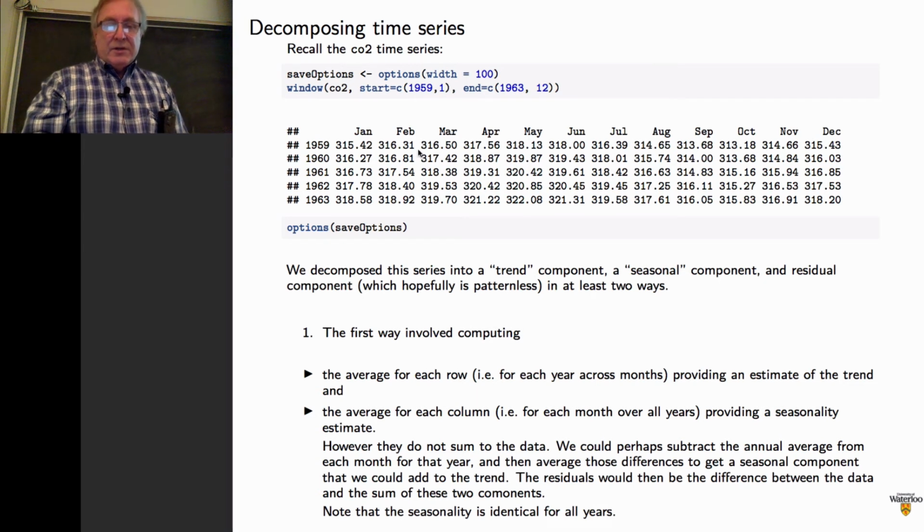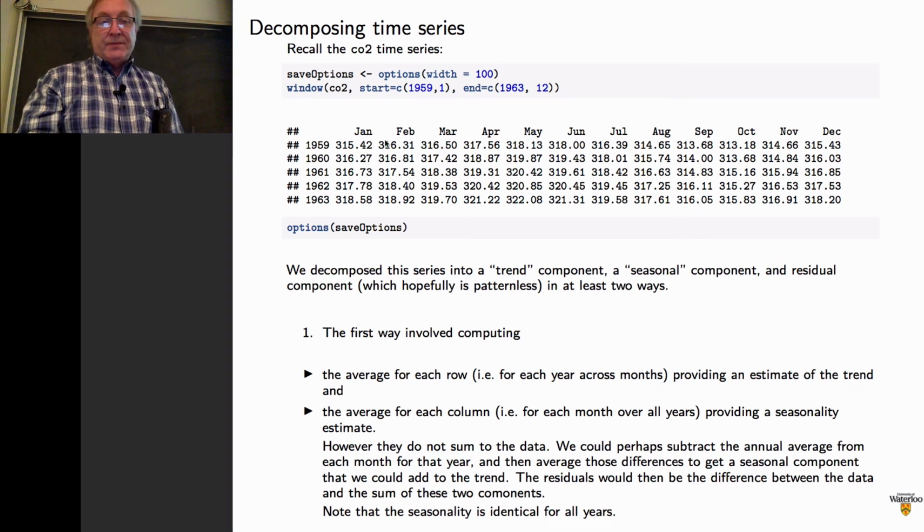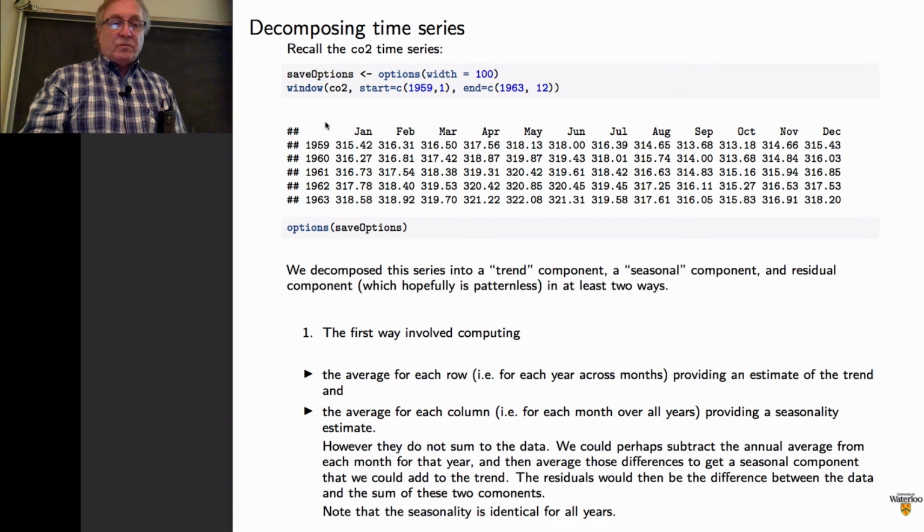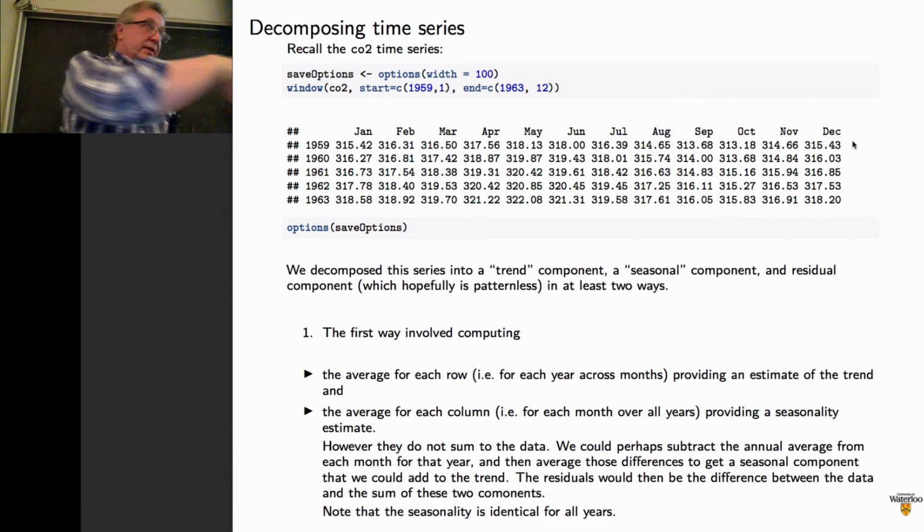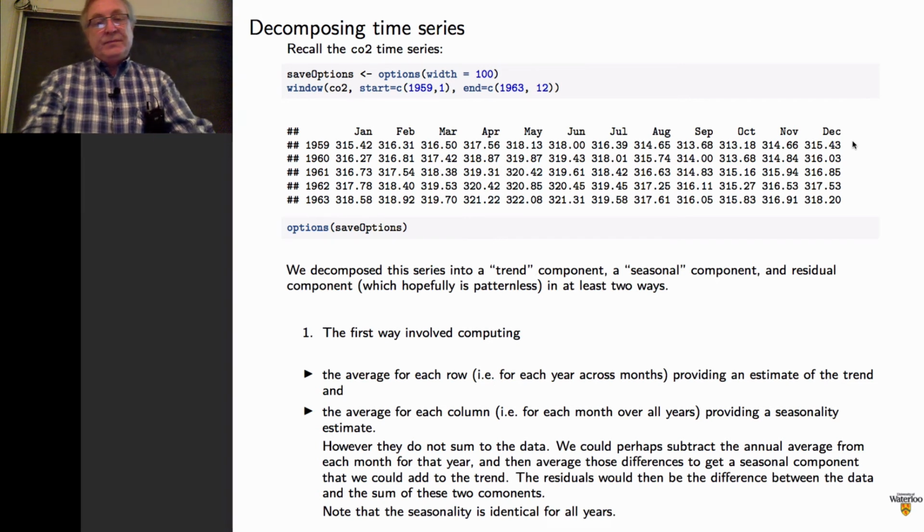Okay, a time series with regularly spaced times might look like this. We're looking at the carbon dioxide time series. So you've got the years, and then you've got the season, the frequency here of 12 things that define each year. Okay? So that's kind of the seasonality here in the annual data.